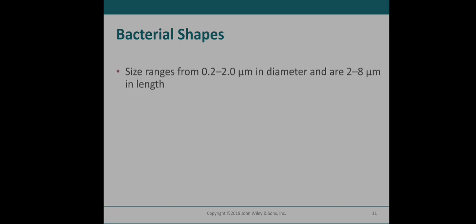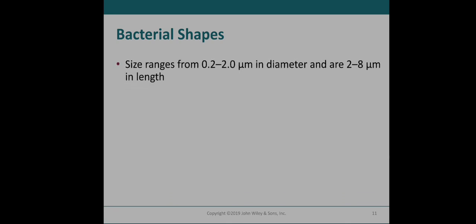So one of the ways to identify or classify them is through their shapes. It's the most common, one of the easiest, because we can just use a microscope to view them. Their size ranges from 0.2 to 2.0 micrometers in diameter and 2 to 8 micrometers in length. Their cell wall structure actually determines shape, so it helps us classify them into their taxonomic classifications. And if you look at the names of the bacteria, most of them pertain to their shapes.